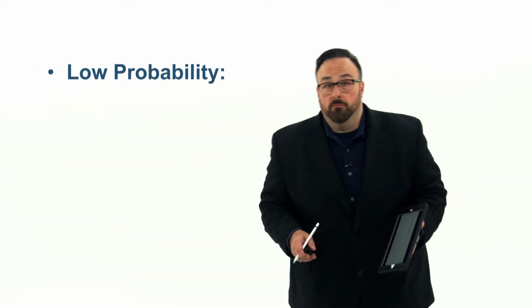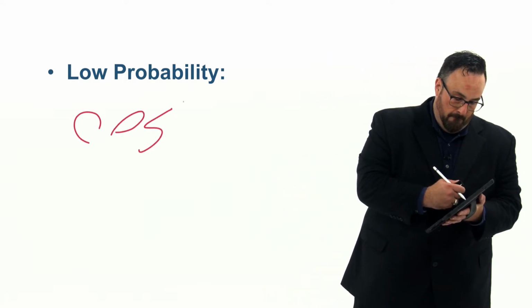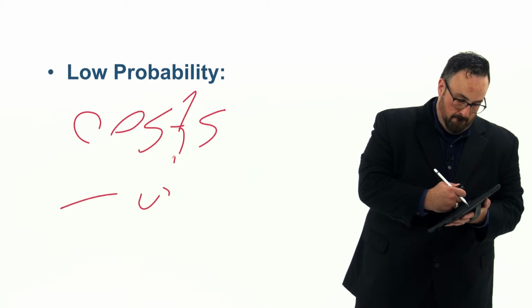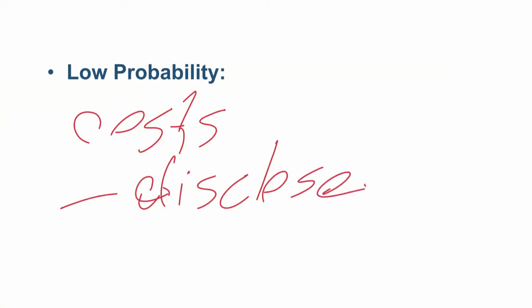Now we have low probability. These costs must be disclosed in the statement if the contingency is probable, yet not necessarily the likelihood where the cost would be triggered. Most times, no reporting is required due to the low likelihood of that cost.